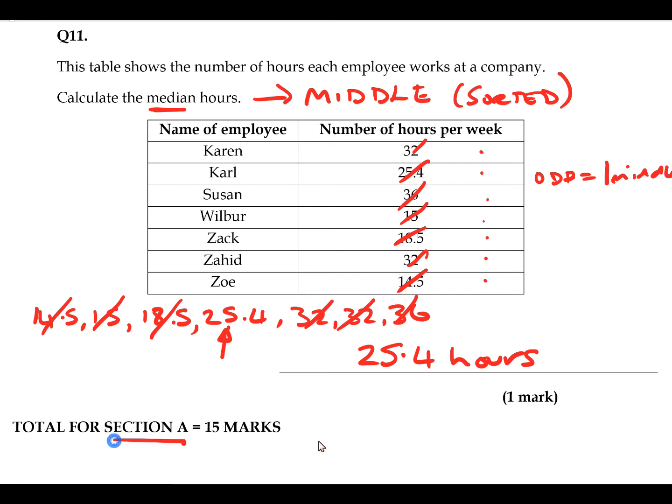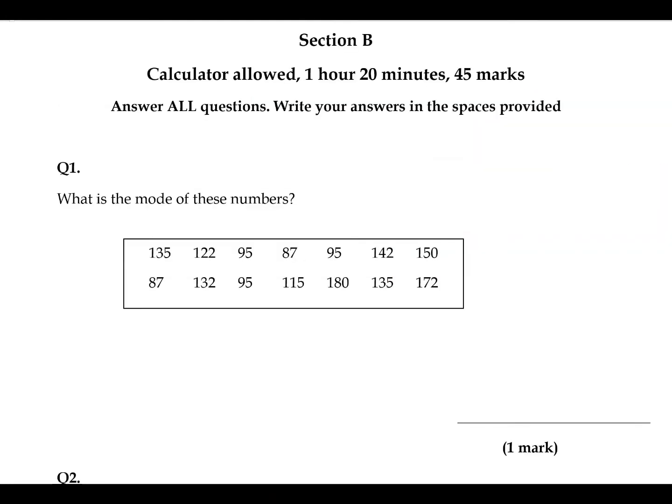And that's the end of section A, where you had 15 marks available and 25 minutes in which to answer those questions. Now let's look at section B. This is a calculator allowed section where you have 1 hour and 20 minutes to do this section, and there are 45 marks available. If you can use a calculator on anything other than basic addition, subtraction, multiplication and division, I will show you anything more complicated on our virtual calculator.